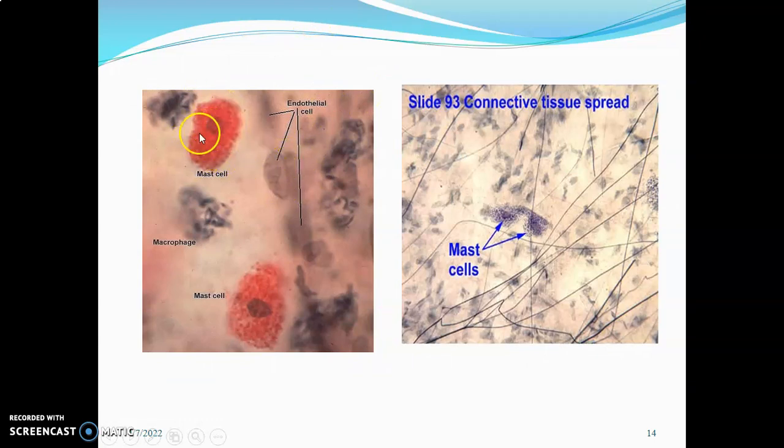This is a mast cell. You can see the granules in the cytoplasm. They look like sand granules. It's a large cell with a central nucleus. This is a mast cell.